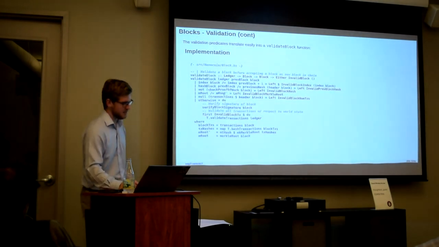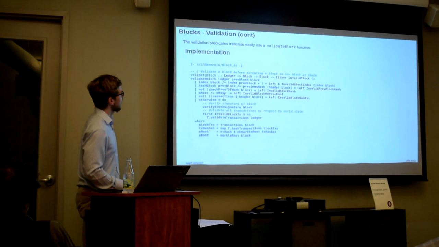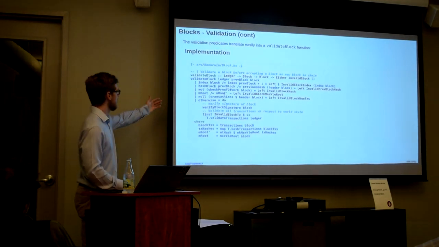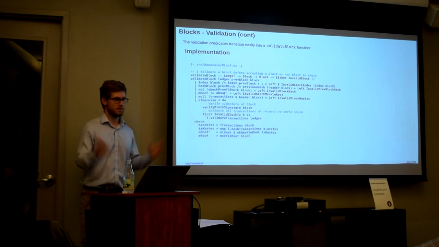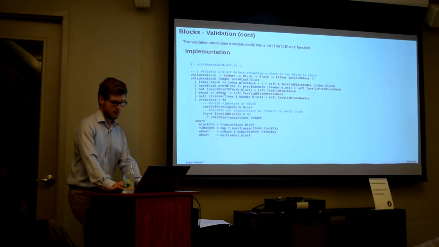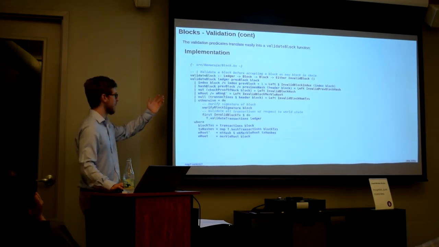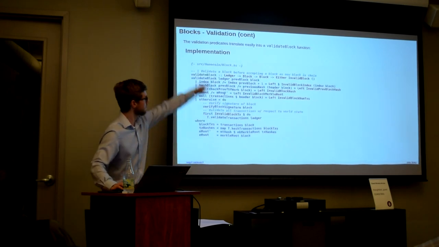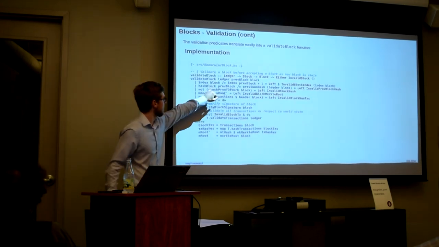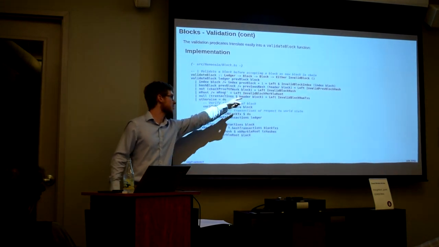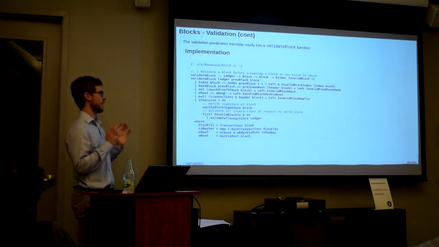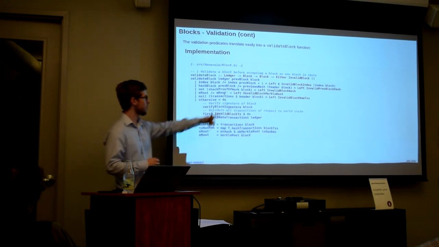This is the implementation. This is the entire validate block function. I think this is great. This must be like 20 lines of code to implement validation for block data structures. I'm not going to go through it line by line, but basically it's a translation of this into Haskell code. Each time one of these predicates doesn't hold, we return left, which is a way of specifying an error. Otherwise, we don't return anything.